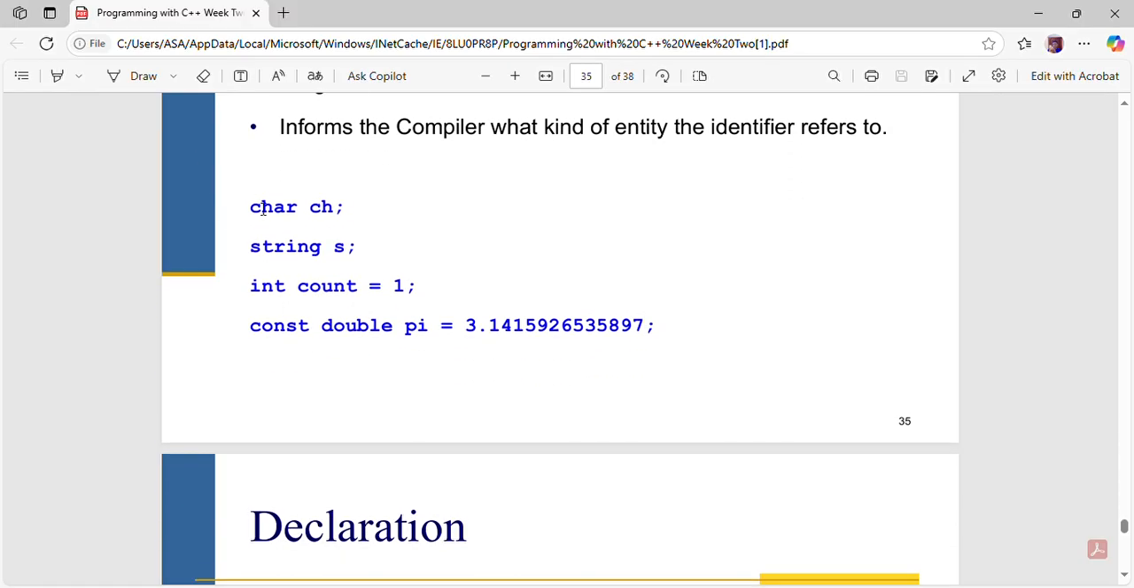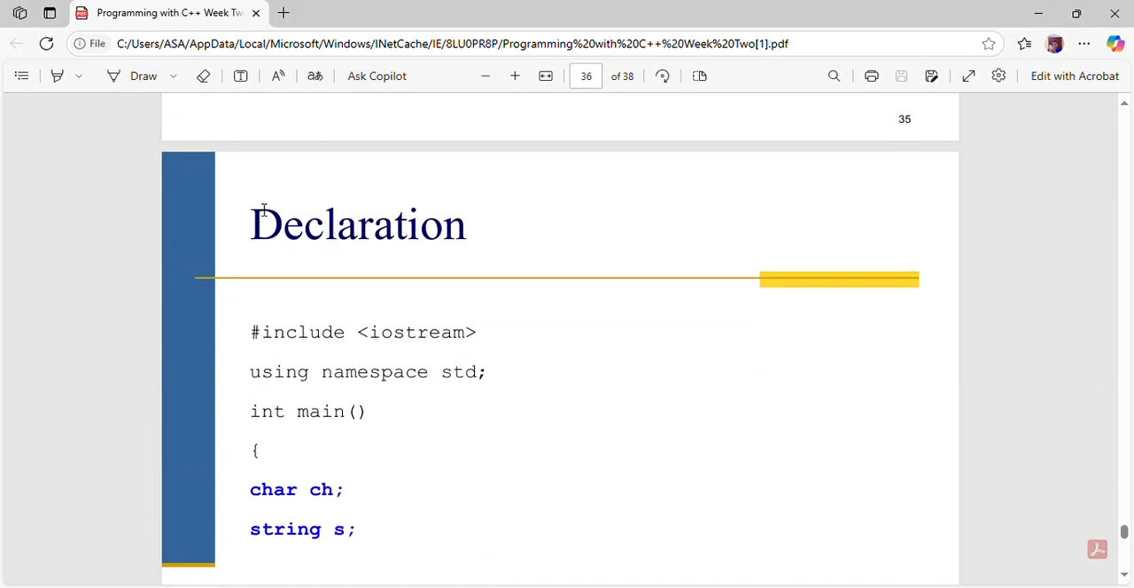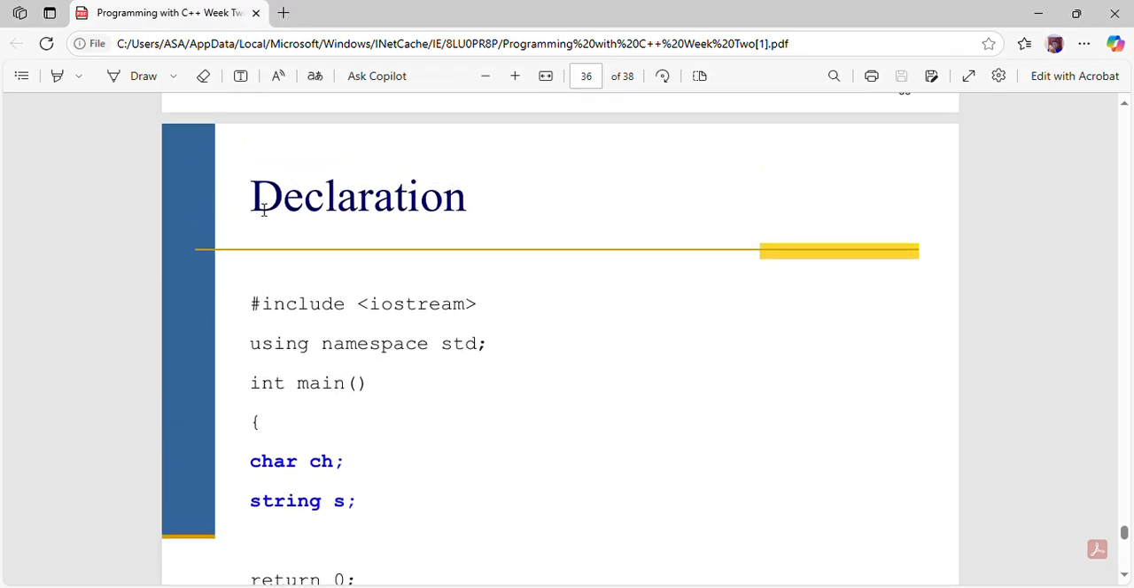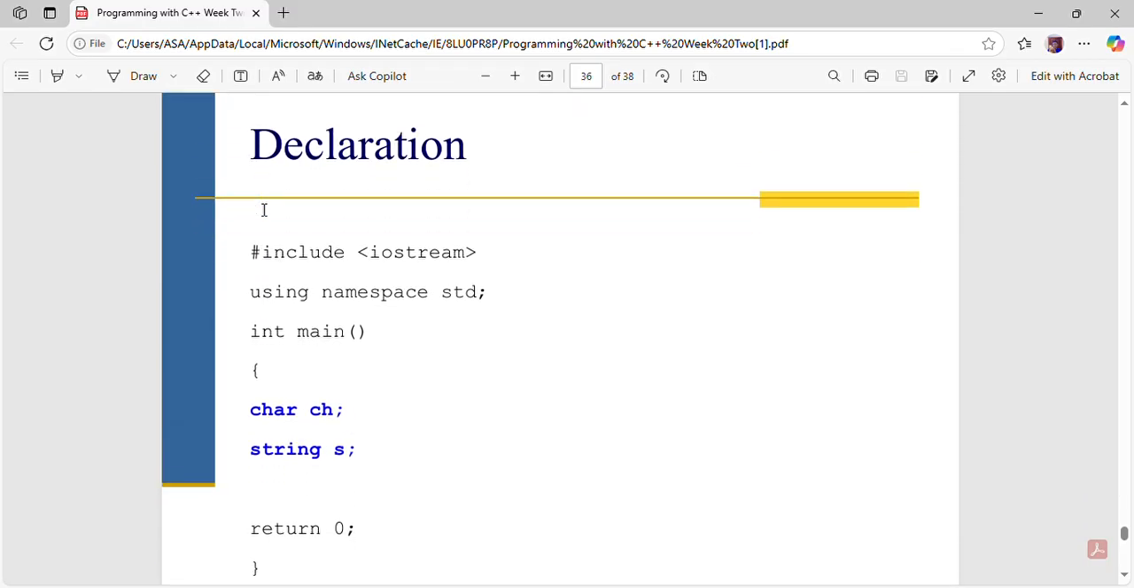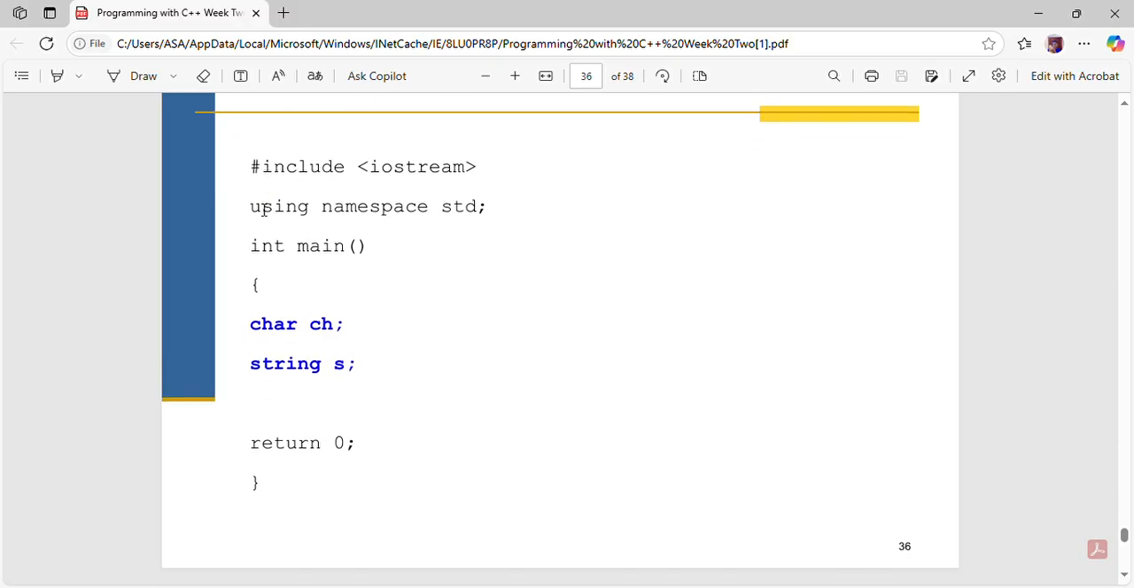So here's an example: char ch, string s, int count is equal to 1, then const double pi is equal to blah blah blah. Let's look at how some variables have been declared, or some names have been declared. So we have the char ch, the string, and then the s.